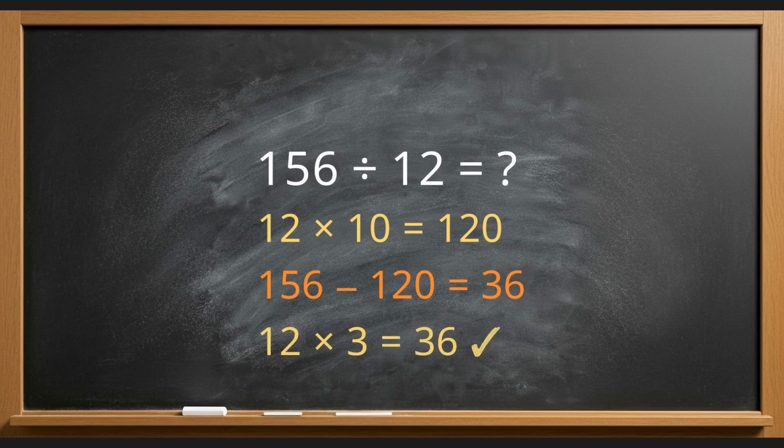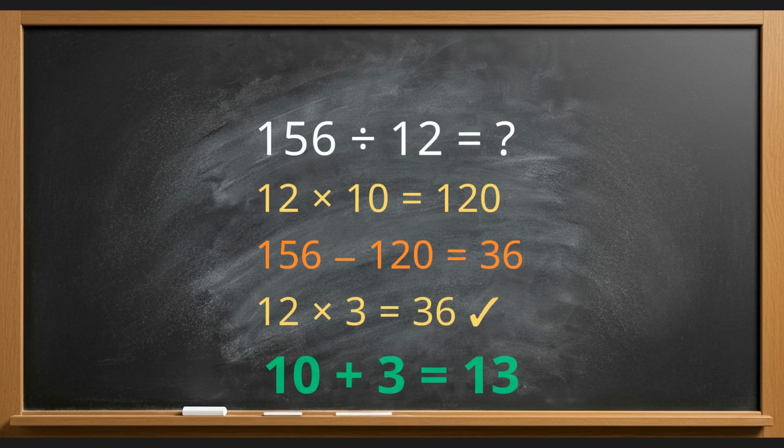And 12 times 3 is exactly 36. Perfect. So we add up our chunks. 10 plus 3 equals 13. That's chunking. You just take easy bites until there's nothing left.